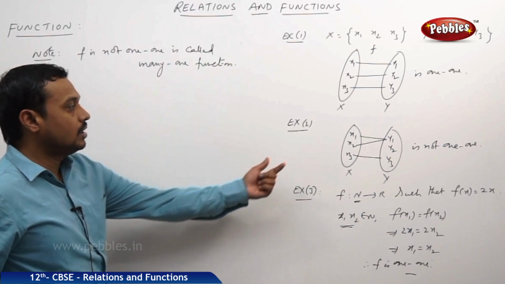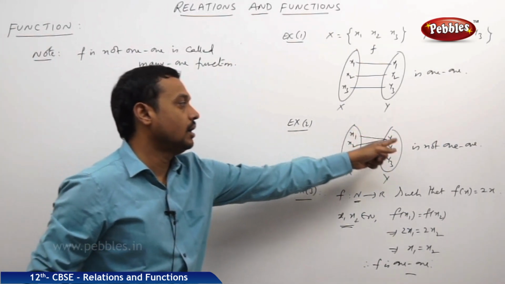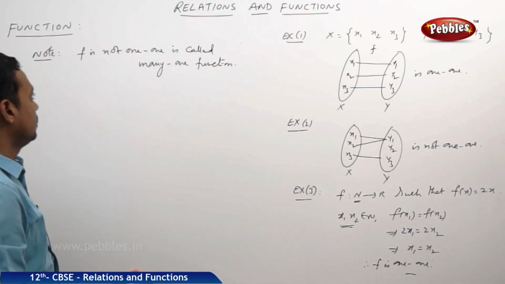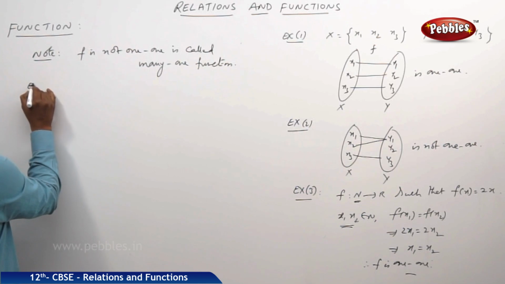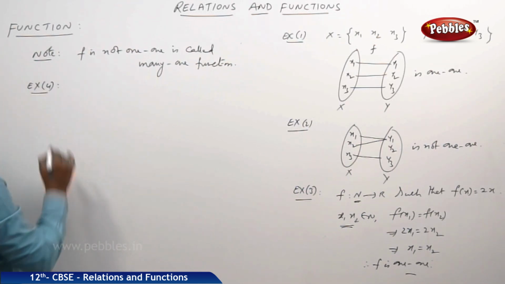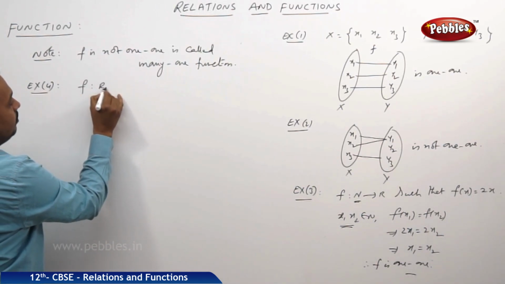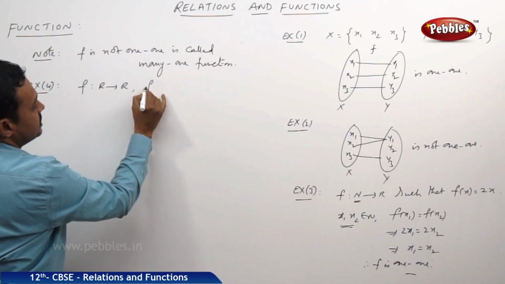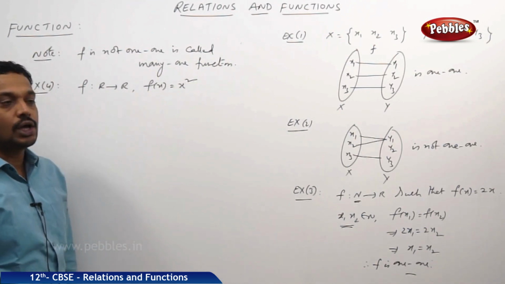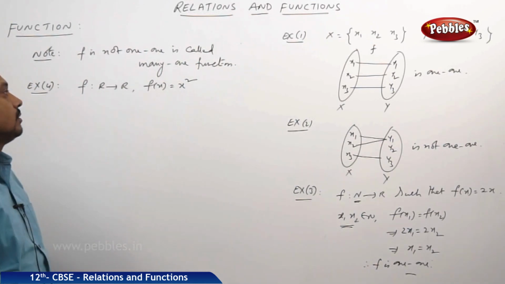Here we have this example 2. So clearly this example 2 is not a 1-1 function, so that is a many-one function. Suppose if you want, I give one more example, that is example number 4. Suppose a function f is defined from R to R such that f of x is equal to x square.